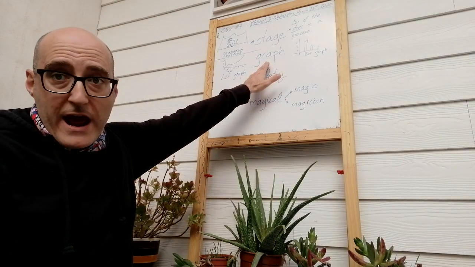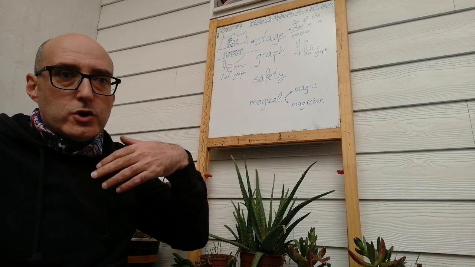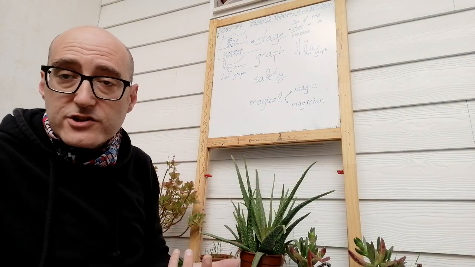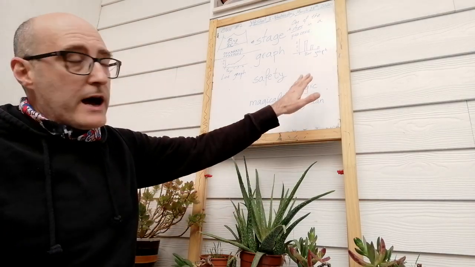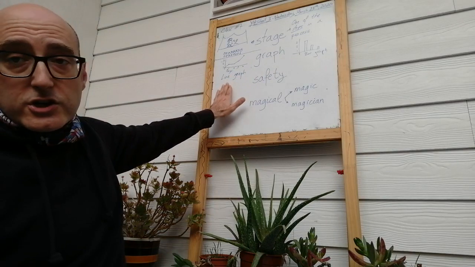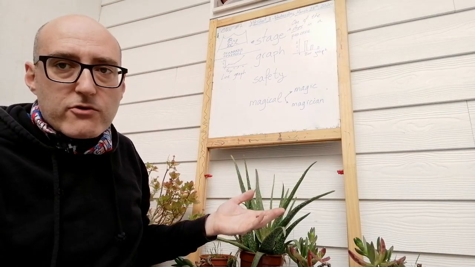Then we have graph, okay? Graph is when you show data, information in a visual way, okay? So I made a picture of a bar graph and I made a picture of a line graph, okay? But there is many more different types of graphs, okay?